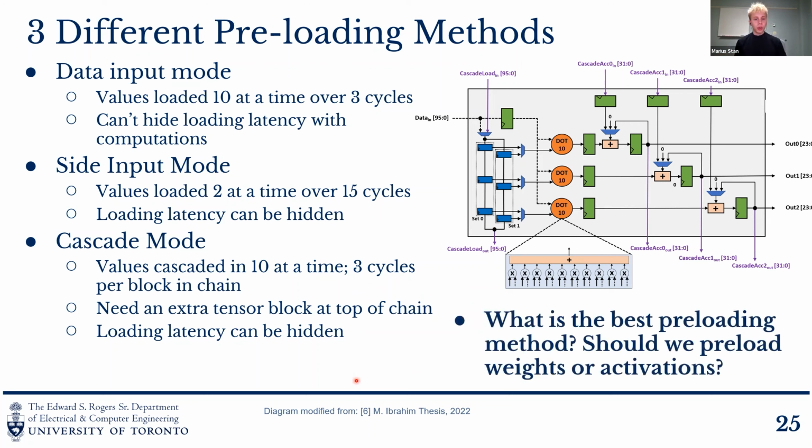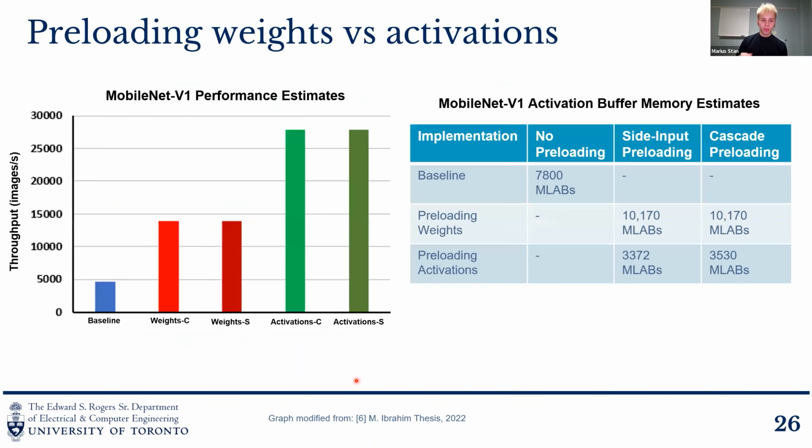So the question becomes, what is the best preloading method, and should we preload weights or activations? We did a performance analysis to determine this. We didn't look at data input mode as there's no way to hide the loading latency, but we looked at cascade mode in C and side input mode in S, and we looked at preloading weights versus preloading activations. This is compared to a baseline design with DSPs that has no preloading.